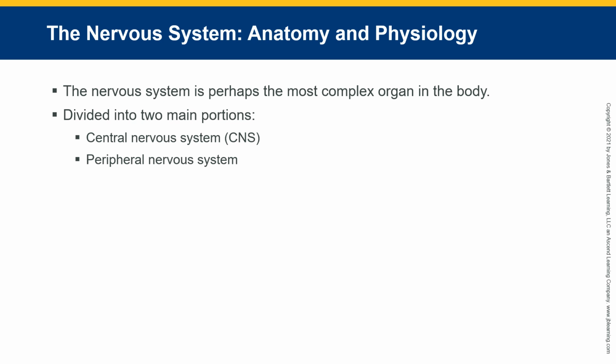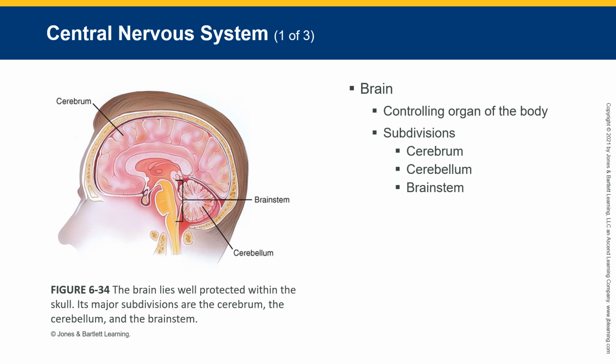Nervous system. The nervous system is perhaps the most complex organ in the body. Divided into two main portions, you have your central nervous system, or CNS, and your peripheral nervous system. Your brain is the controlling organ of the body. The subdivisions are the cerebrum, the cerebellum, and the brainstem.